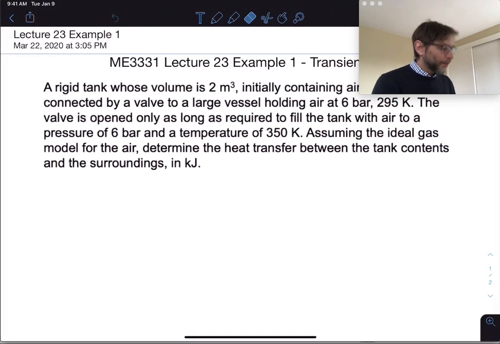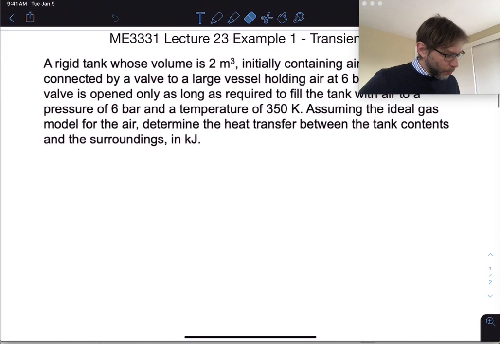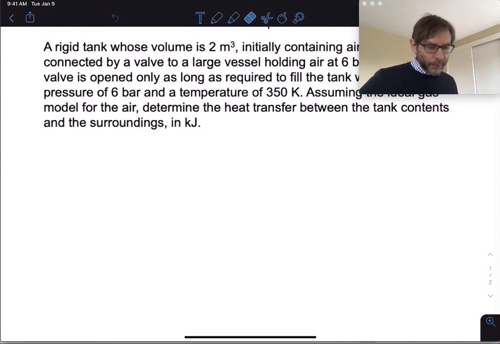Okay, so now what we've got is an example where we have a rigid tank that has a known volume of 2 meters cubed, initially holding air, so it's an ideal gas problem, remember, at 1 bar, 295 K. Notice it says rigid, so this is not a balloon problem, right? It's a rigid tank connected by a valve to a large vessel holding air at 6 bar, 295 K. The valve is opened only as long as required to fill the tank with air to a pressure of 6 bar and a temperature of 350 Kelvin. Assuming the ideal gas model for the air, determine the heat transfer between the tank contents and the surroundings.